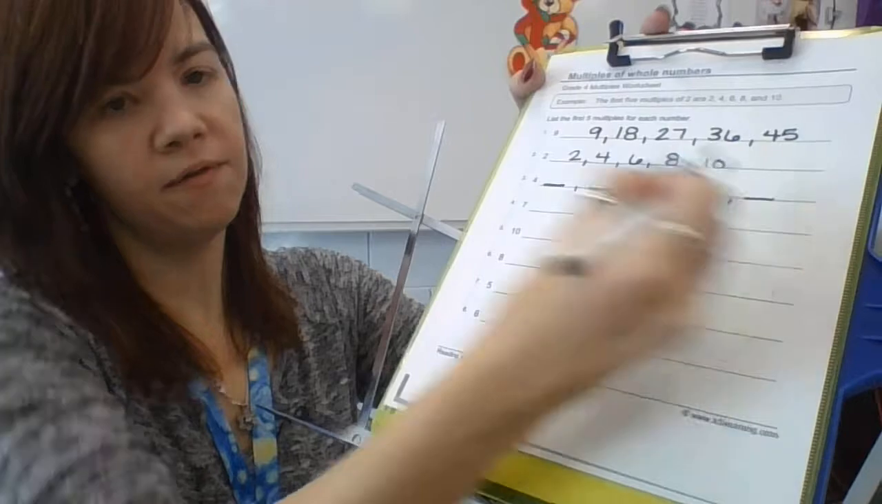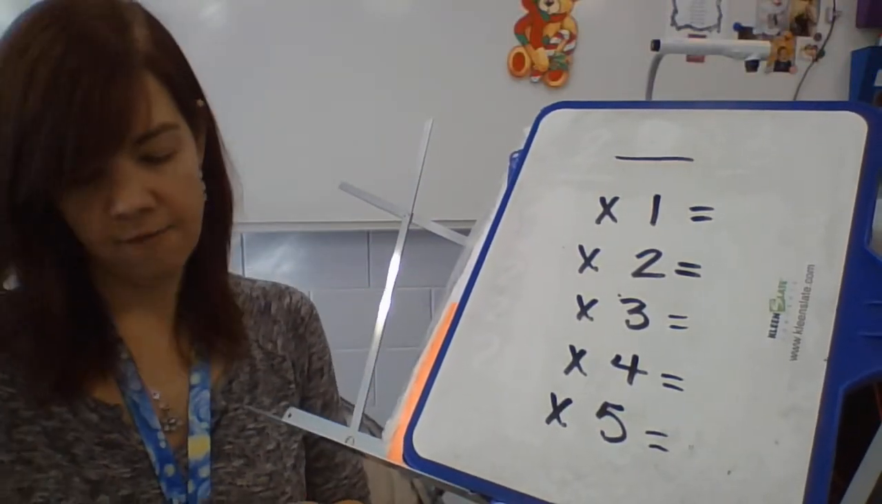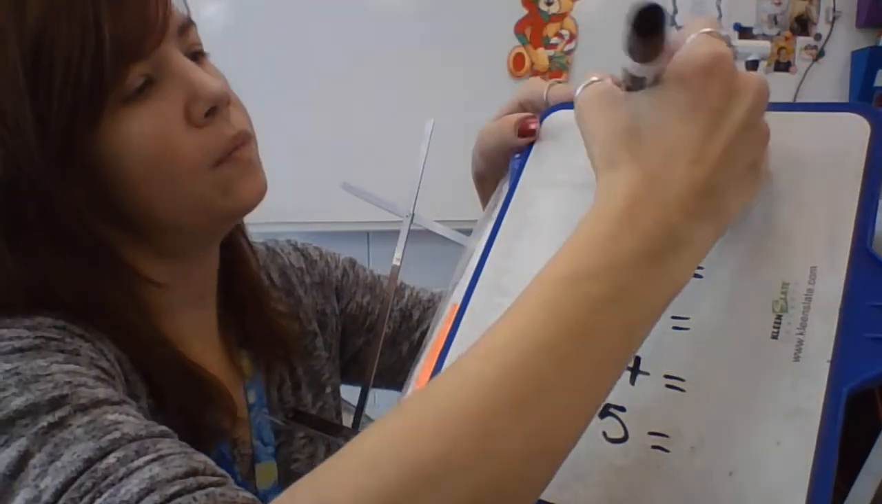1, 2, 3, 4, 5. So there's 5 blanks. I need the first 5 of 4. The first 5 multiples of number 4. All right.